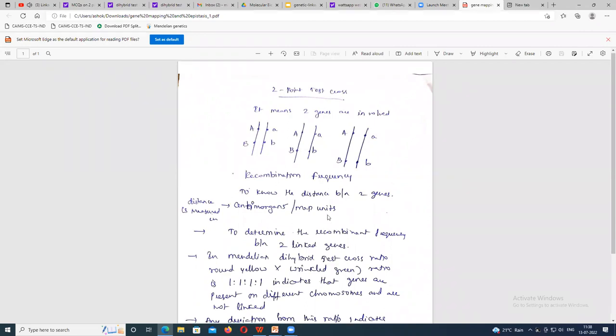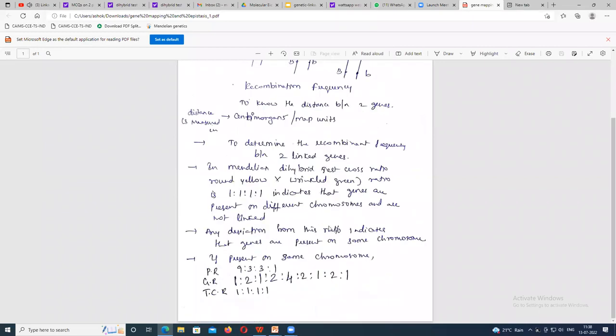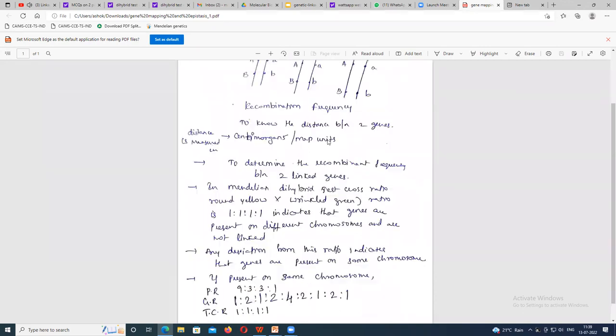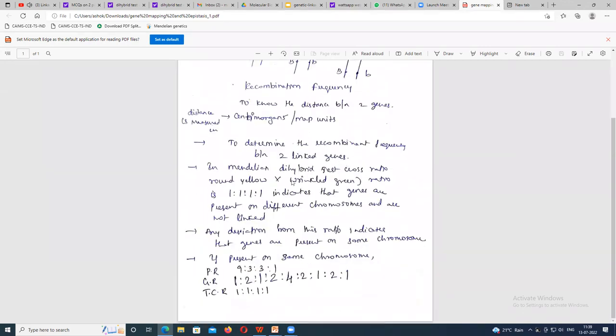Now, to determine the recombinant frequency between two linked genes, these are two genes present on the same chromosome. As I told you, all the genes present on the same chromosome are called a linkage group. We consider them as linked. So we have taken two linked genes. In Mendelian dihybrid test cross ratio, dihybrid means two characters we are considering, test cross.